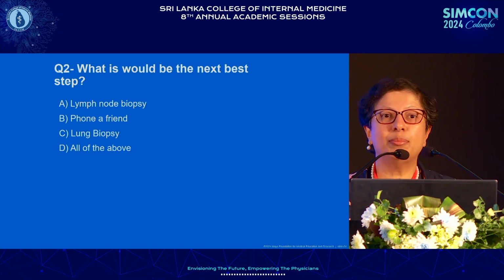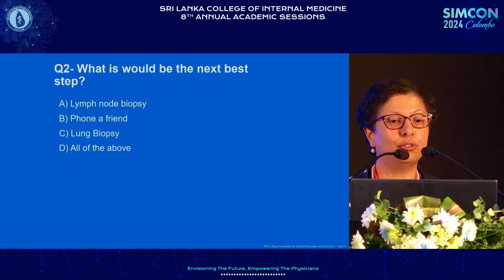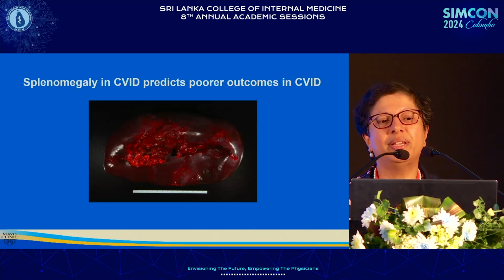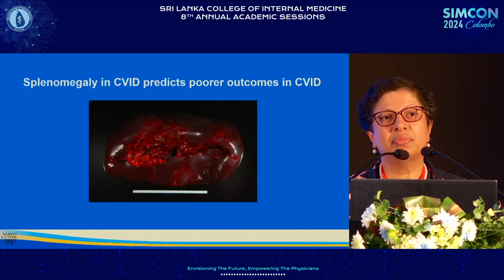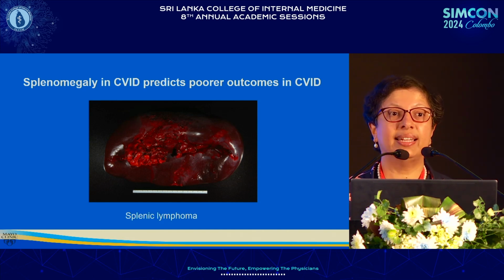At this point in time, you start thinking, what should I do? Should I do a lymph node biopsy? Could he have lymphoma? Should I phone a friend? Should I think of doing a lung biopsy, or should I do all of the above? And likely all of the above could be a good reason, but the patient underwent splenectomy, and this is the size of his spleen, and the patient had splenic lymphoma.